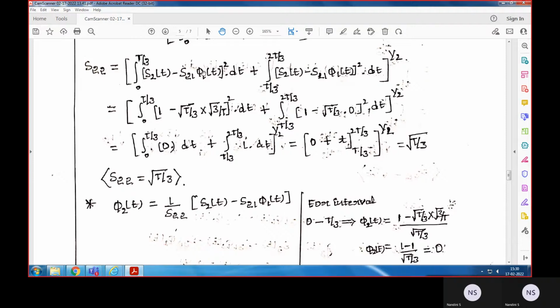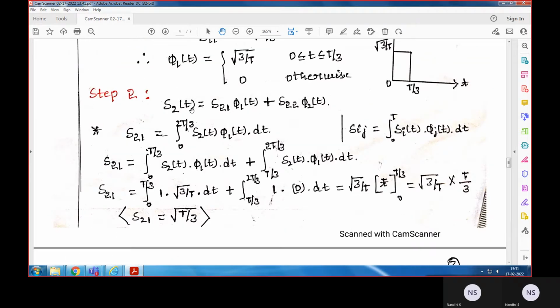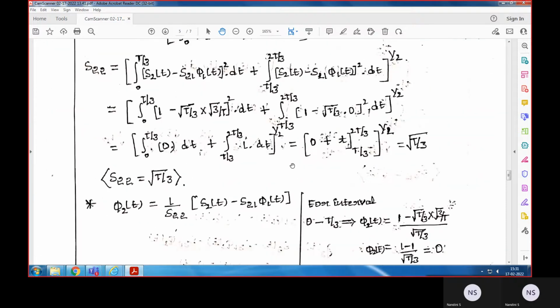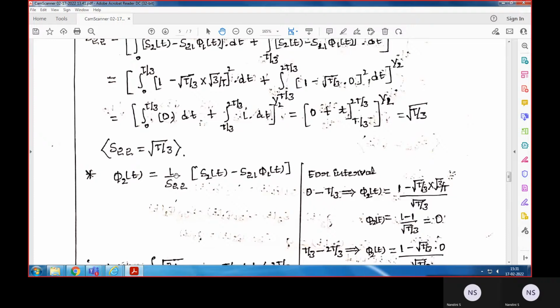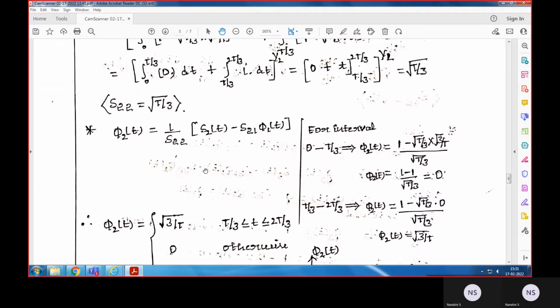We have calculated S21 and S22, and then we have to calculate the basis function phi2. So in this equation, S2 of t, we have calculated S21, phi1 of t is already known from step 1, and S2 of t is given. The remaining one is phi2 of t. The formula to calculate phi2 of t is 1 by S22 times S2 of t minus S21 into phi1 of t. We know the values of S22, S21 and phi1 of t, so we'll take the values of these from the duration ranges.